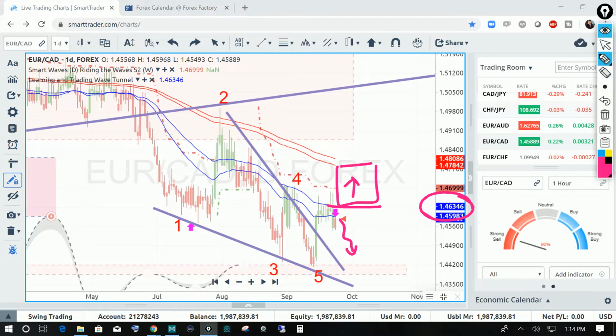Right now, the trend is still down. We'll look to sell on the rallies. So we're going to continue to sell on rallies, right? All right, so we're going to continue selling rallies on EURCAD, unless, of course, the trend chart starts changing.